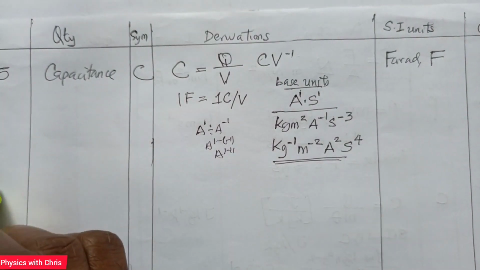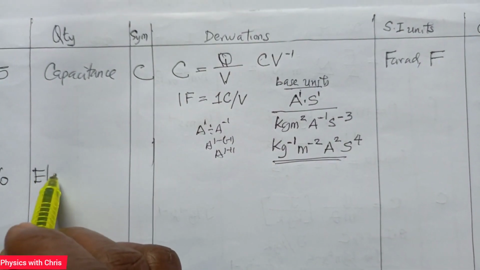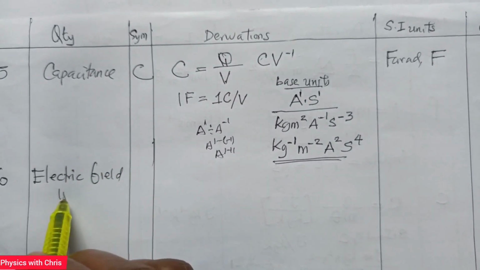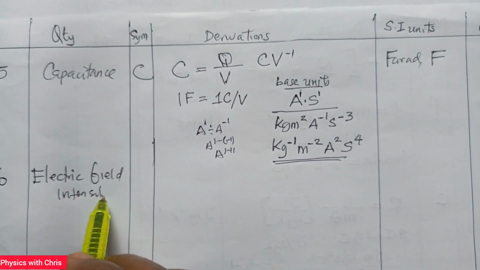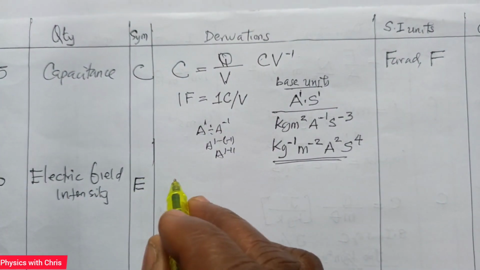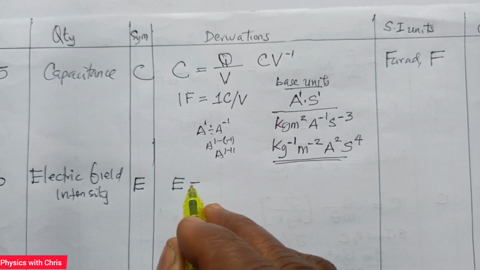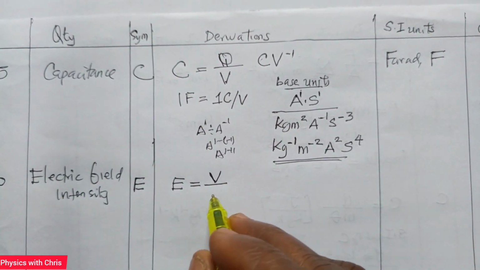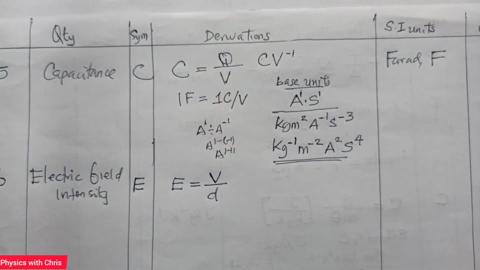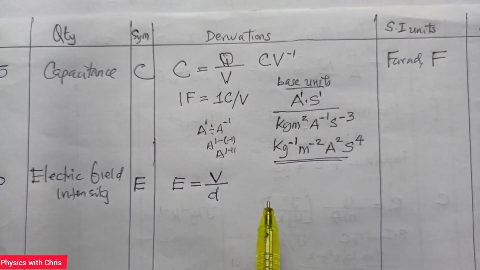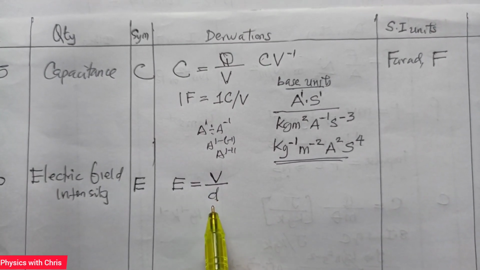Then number 16, I want to look at electric field strength. Sometimes they call it electric field intensity. This one expresses the strength of an electric field. The symbol is E. If it's a uniform field, it's defined as the ratio of the potential difference over distance. That is, a uniform field is a field between two parallel plates that is maintained by potential difference V, and the plates are separated by distance d.